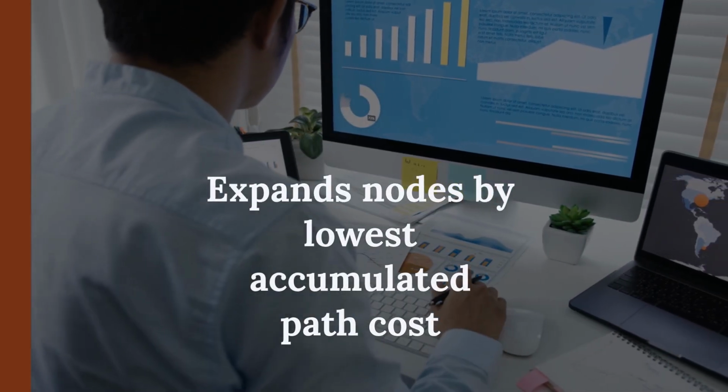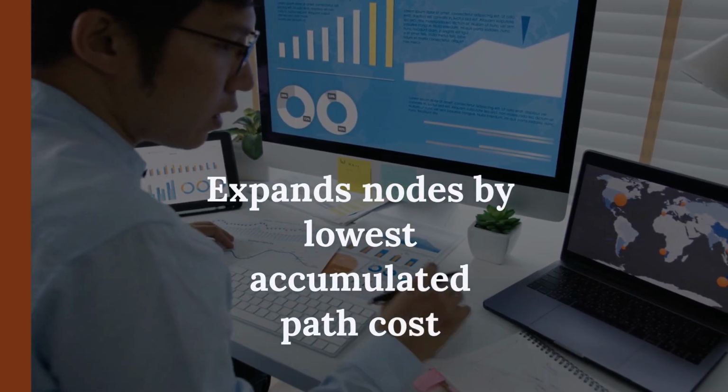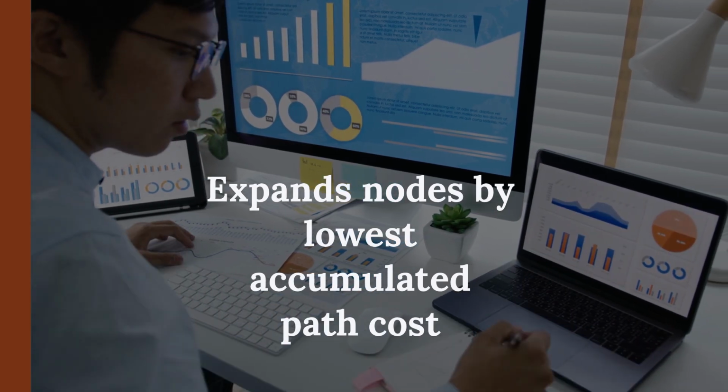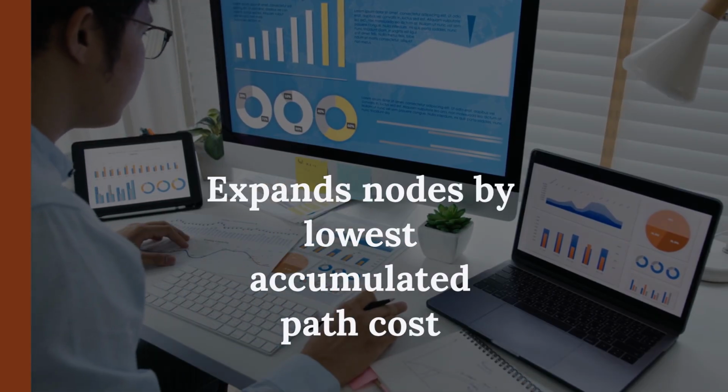Uniform cost search expands the node with the lowest cost first. That makes it suitable for weighted graphs where move costs vary. Instead of focusing only on depth, it focuses on the accumulated path cost while searching for a solution.